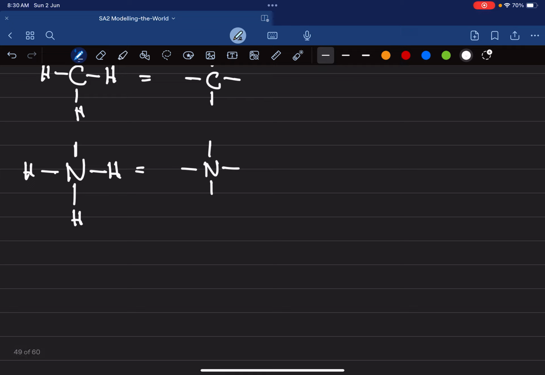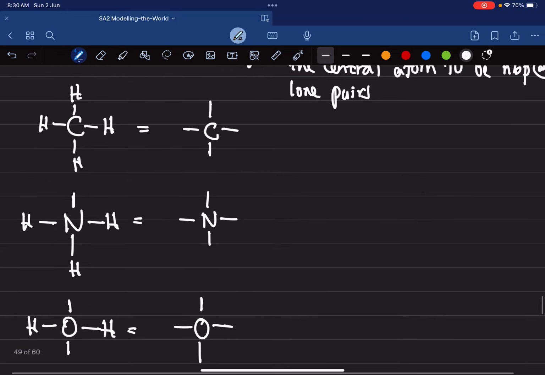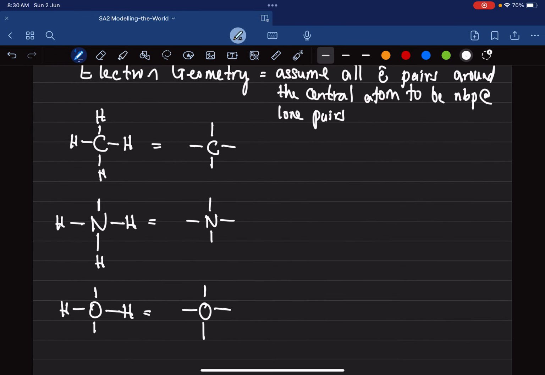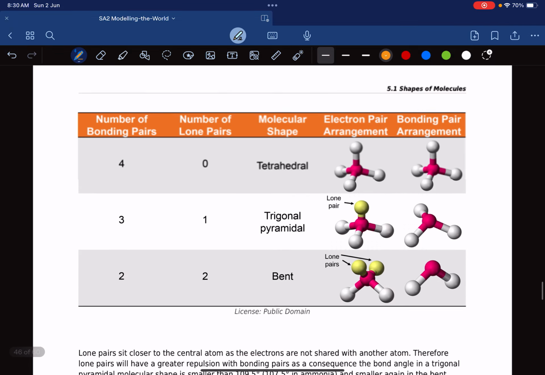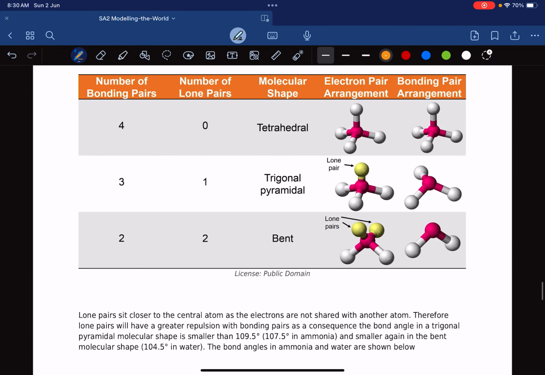And then in the case of water, I had one line up here, one line up here, and this was hydrogen. So I'm going to assume everything here is a lone pair. So you notice that in this example I've just done with you, all of them have 4 non-bonded pairs. For their electron geometry, they all have 4 non-bonded pairs. So if we look back at the notes here, let's come back here again.